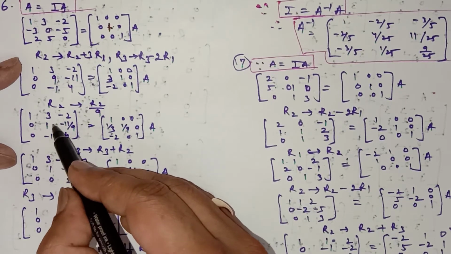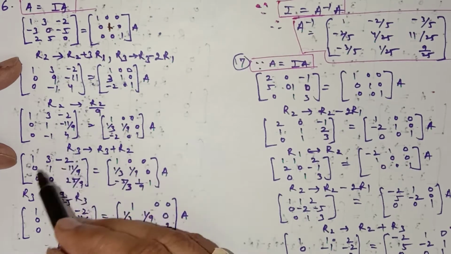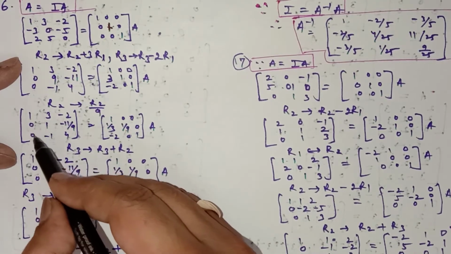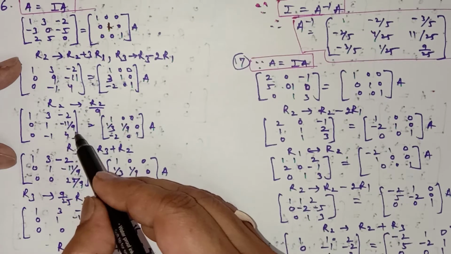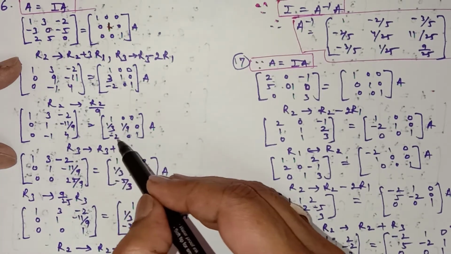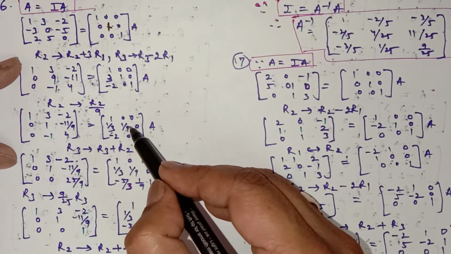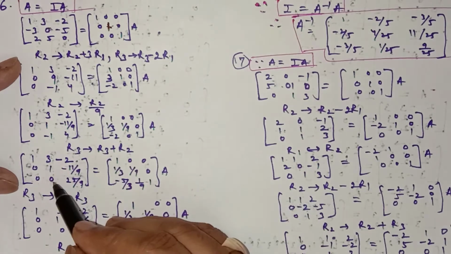Now if we add R2 with R3, you will get 0 here at A32. So R3 is equal to R3 plus R2. You'll get 0, you'll get 4 minus 11 upon 9, you'll get 25 upon 9. You can do the calculation carefully. Now in R3 plus R2, minus 2 plus 1 upon 3, you'll get minus 5 upon 3, 0 plus 1 upon 9, you'll get 1 upon 9, 1 plus 0, you'll get 1. So I made it here 0.